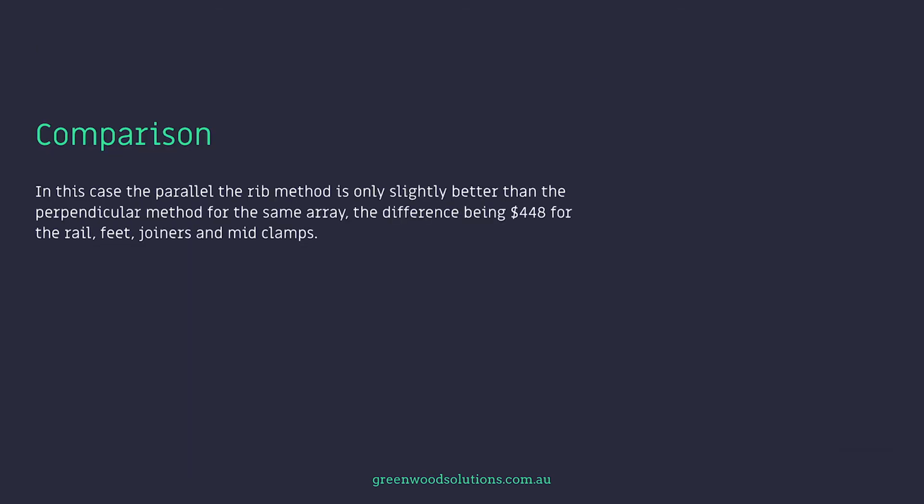Now we can make a comparison here. In this case, the parallel to rib method is only slightly better than the perpendicular method for the same array, and the difference being only $448 for the rail, feet, joiners, and mid clamps. If we change the configuration slightly and reduce the number of individual 11 and 12 panel runs, this could help.